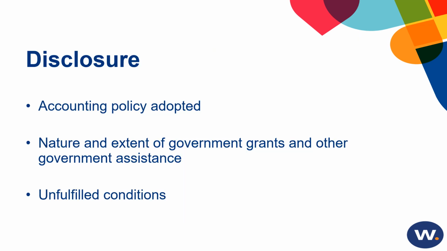If we now look at what is required to be disclosed in terms of IAS 20, these disclosure requirements are not extensive. The entities are simply required to disclose the accounting policy which has been adopted, as well as the nature and extent of the government grants and other government assistance which has been obtained from the government. This would include assistance which may not necessarily have met the definition of a government grant and therefore has not been recognized in terms of IAS 20. In addition, any unfulfilled conditions which exist at year end should also be disclosed.